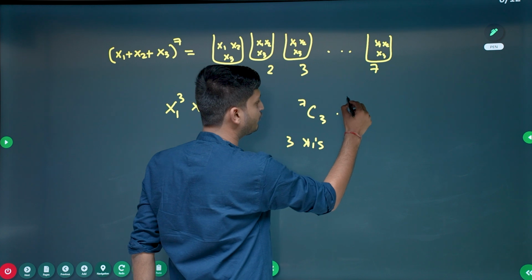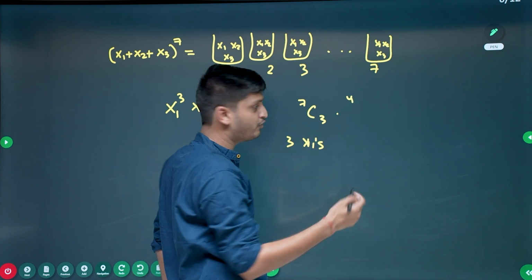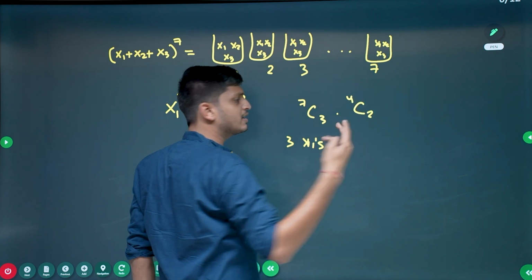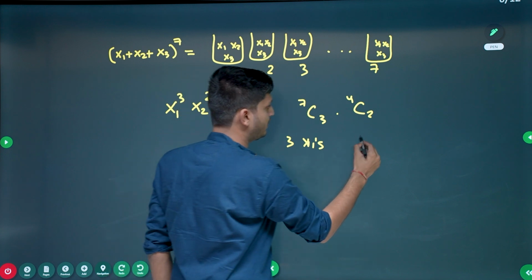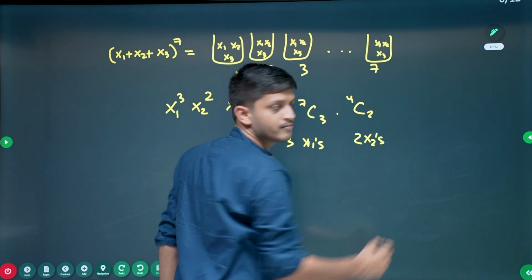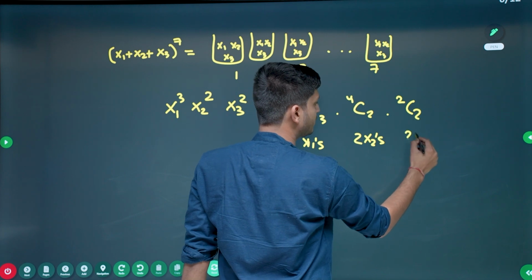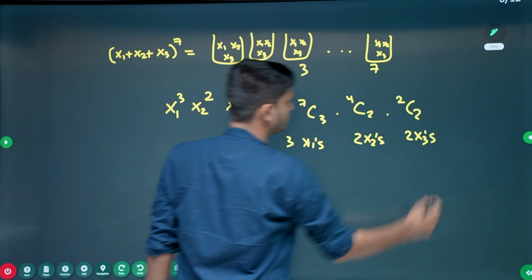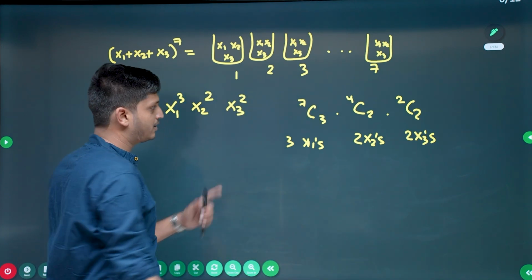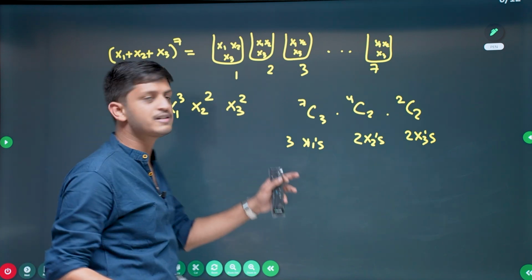Now from the remaining 4 containers, pick any 2 containers and take 2 x2s from those. And now from the remaining 2 containers, take both the containers and pick 2 x3s from there. So by the rule of product, this is my answer. And the order doesn't matter.